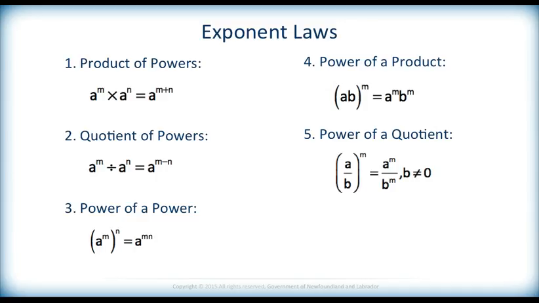4, power of a product. You have two integers, a and b, being multiplied and raised to an exponent. Both integers are then raised to the exact same exponent. 5, power of a quotient. Two integers, a and b, are divided and being raised to the exponent of m. The numerator a is raised to the exponent of m, and the denominator b is raised to the exact same exponent. It is important to note here that b, whatever the integer is, must not equal 0.